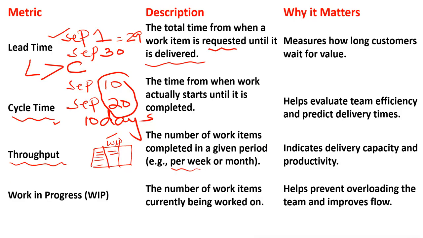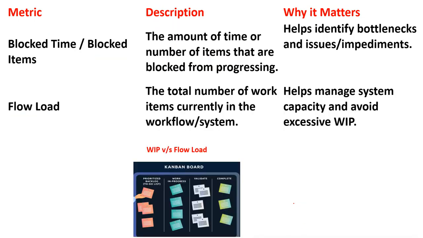So if you see the keywords, these are the keywords: lead time, cycle time, throughput, work in process, blocked items, flow load. It means that the question in the PMP is related to Kanban. Right, so these are the keywords.